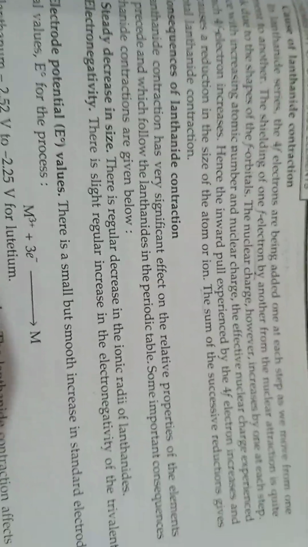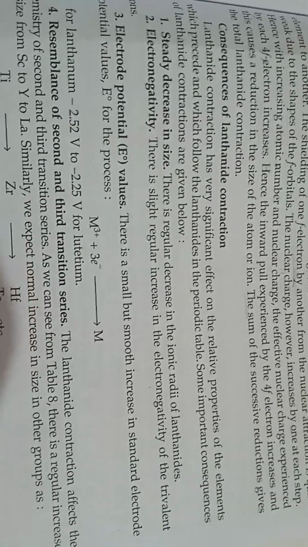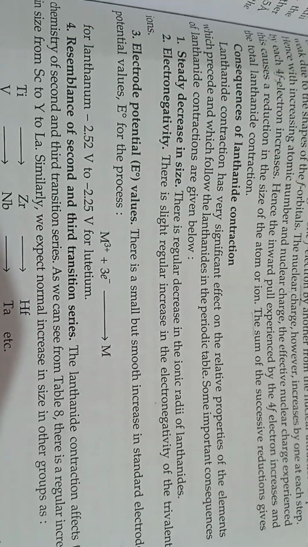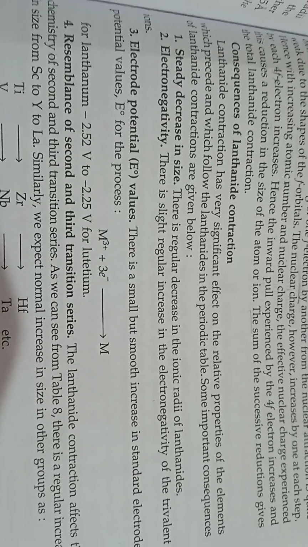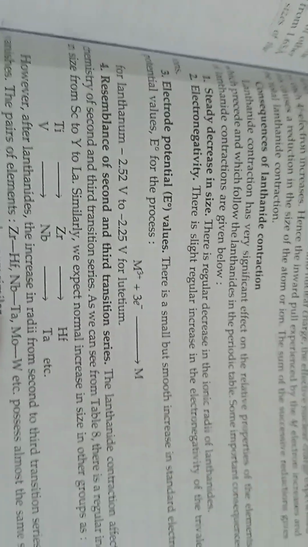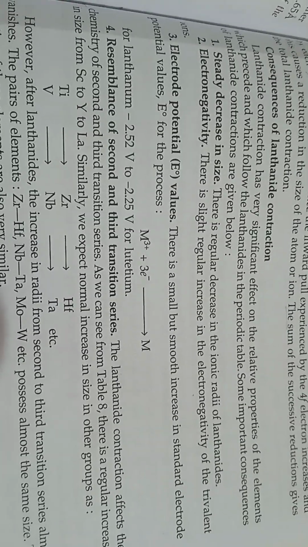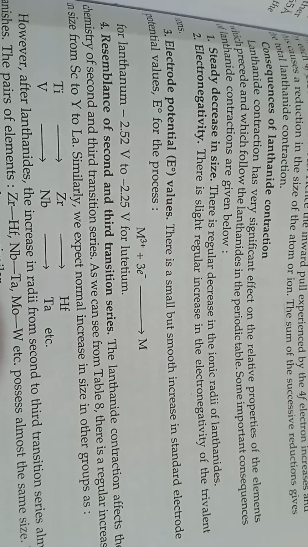Consequences of lanthanide contraction. Lanthanide contraction has a very significant effect on the relative properties of the elements which precede and which follow the lanthanoids in the periodic table. Some important consequences of lanthanide contraction are given below. First, a steady decrease in size. There is a regular decrease in the ionic radii of lanthanides.